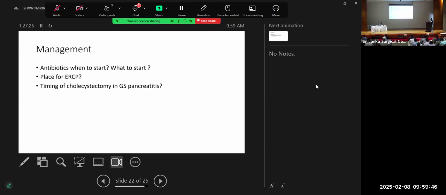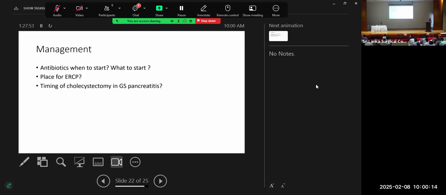So that's why in mild acute pancreatitis, it is recommended to do it in the index admission or within 2 weeks. In moderate or severe, once the organ failures are settled, the patient has to be fit for general anesthesia. Moderate means transient organ failure. Severe means persistent organ failure. As soon as the patient is fit for general anesthesia, you can go ahead and remove the gallbladder because the risk of recurrence is high.